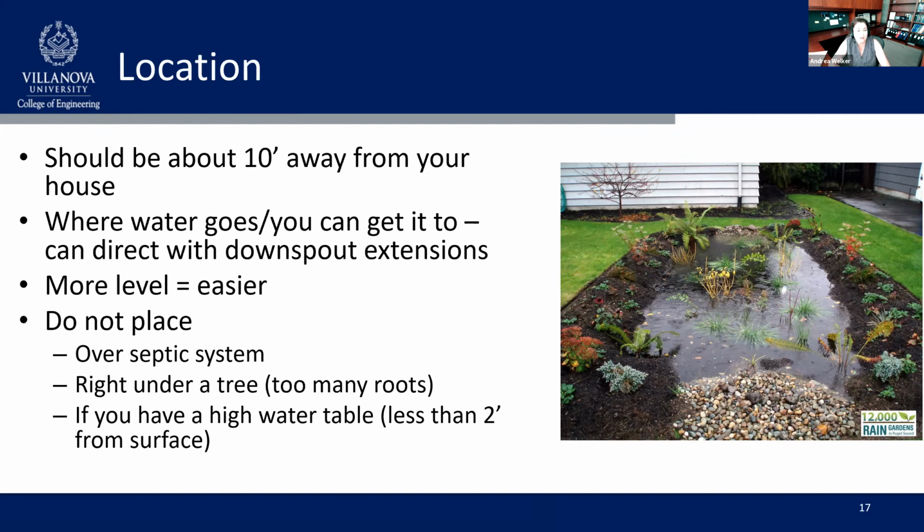You do not want to place these over top of the septic system because again, you don't want to be encouraging water to enter into your septic system. If you are looking at a tree, it's going to be really difficult for you to do a lot of digging around that tree because you're going to have too many roots. And if you know you have a high water table, so that means less than about 2 feet from the surface, that wouldn't be a great place for you to put your rain garden because you aren't going to be able to take advantage of infiltration. That water will just hit the groundwater table and have really nowhere else to go.